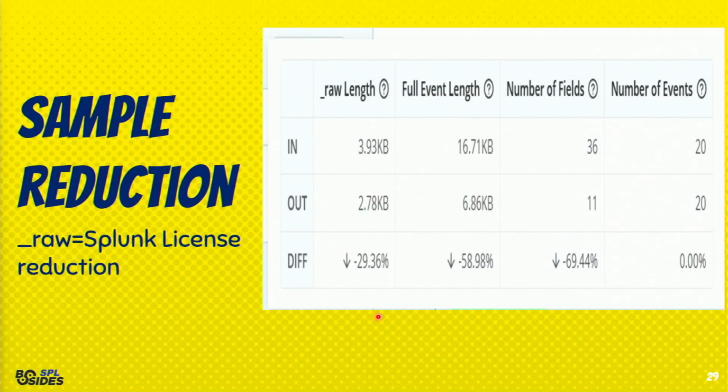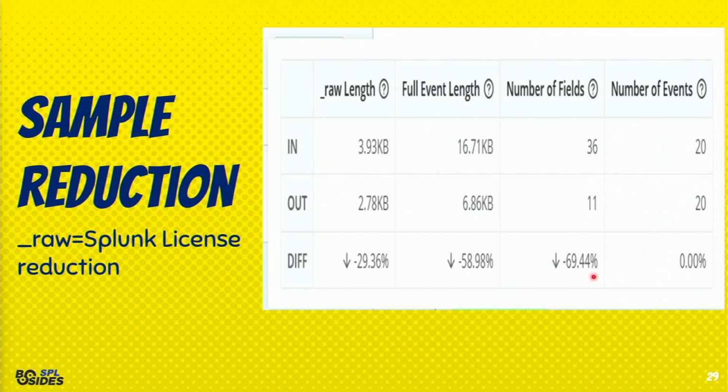So for this example, raw went down 29%. Think about that. That is the license usage of Splunk is raw. So we dropped the license usage in this example by 29% by just doing those like 5 functions: serializing, dropping, and so on, and it works. For our scenario, it works. Full length event dropped a lot.